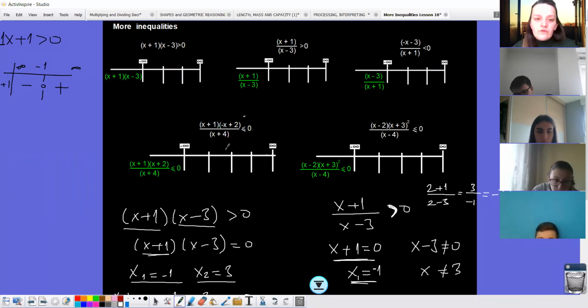The third one or fourth one is this one. Try to solve it the same way, okay? While I'm taking the attendance.